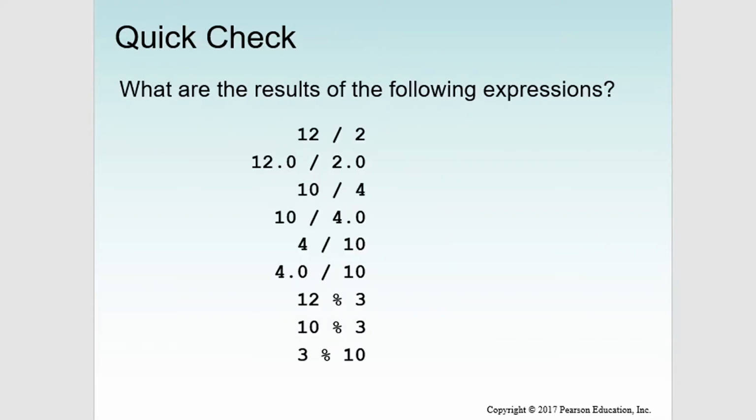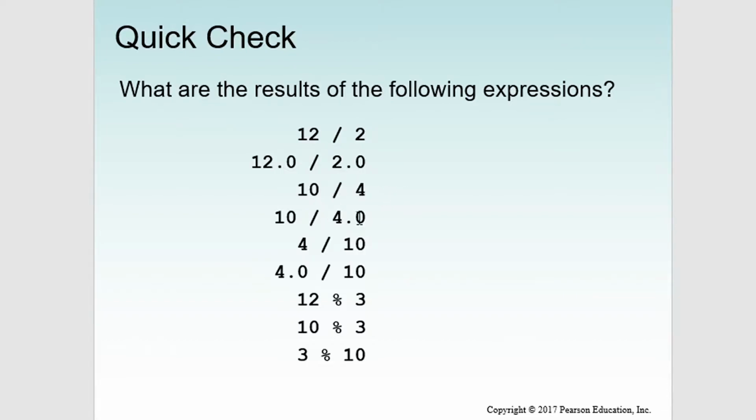So here's a quick check. What are the results of the following expressions? Keep in mind that if something is an integer, there's no fractional part, and if something is a floating point value, then there will be a fractional part. The first one, we have 12 divided by 2, so the result of that would be 6. We have 12 divided by 2, but they're both floating point values, so the result of that would be 6.0. You have 10 divided by 4, so 4 goes into 10 2.5 times. However, these are integers, so the result of this would be 2.